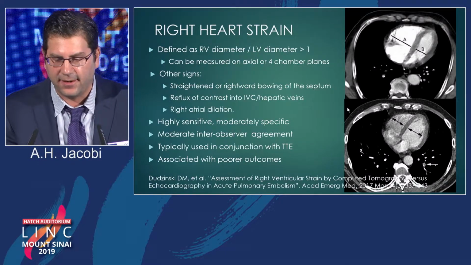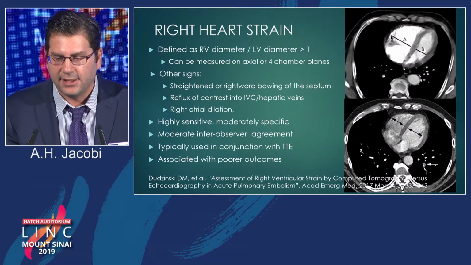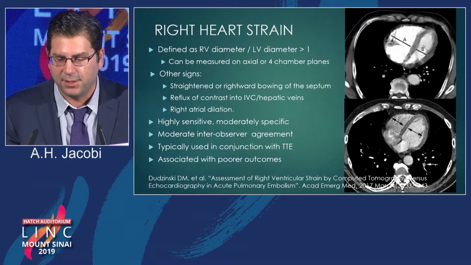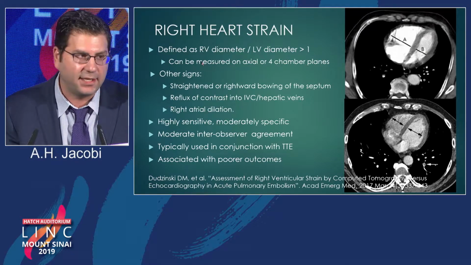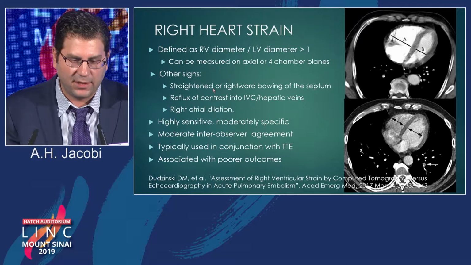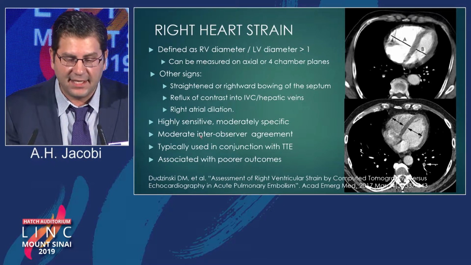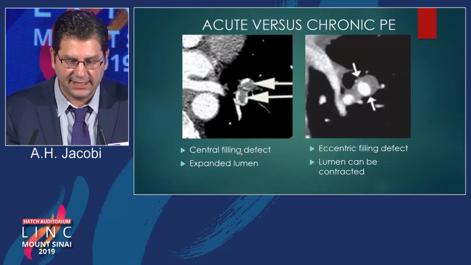So when it comes down to right heart strain, this is basically how you do it. You draw a line from the subendocardium to the subendocardium, and you measure the RV and the LV, and basically RV strain is defined as anything greater than 1. And it's highly sensitive, but it's moderately specific. And it's usually used in conjunction with TTE.